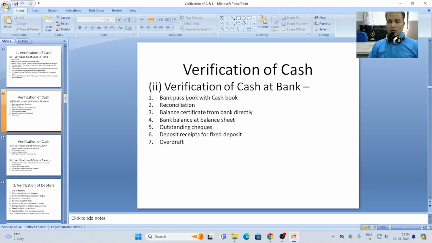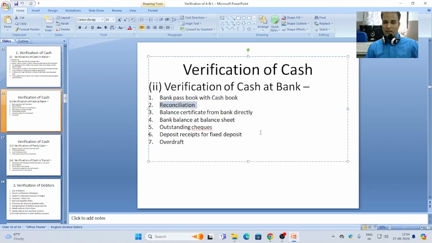The auditor should check the bank book and cash book both. If he finds any difference, then he has to go for the reconciliation of passbook and cash book and identify the reasons that make a difference between the balance of passbook and cash book. The auditor can also take a balance certificate from the bank for more authentication, because third party evidence is most reliable in case of audit.